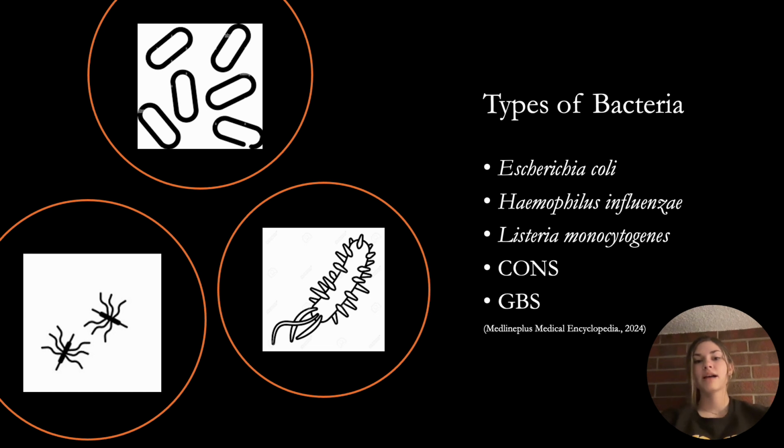Okay, so types of bacteria that can cause sepsis in neonates include E. coli, which is a gram-negative rod that anyone with an education or background in microbiology should be familiar with. Another one is Haemophilus influenzae, which is also gram-negative. Listeria monocytogenes, which is a gram-positive rod. Coagulase-negative staphylococcus, also known as CONS, and Group B streptococcus, which is also known as GBS.